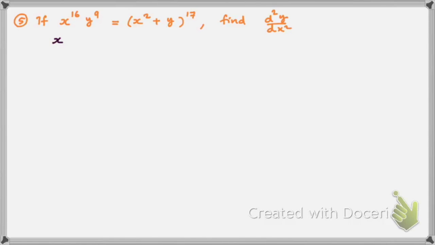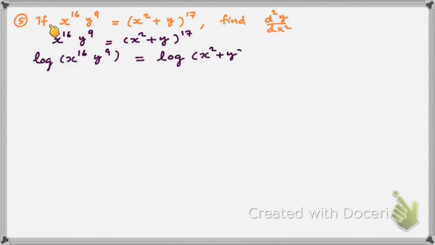Okay, I'm going to discuss this. First, I copy the question. That's my question: x raised to 16 into y raised to 9 is equal to (x square plus y) the whole raised to 17. I say taking log on both sides. It's basically almost the same as the previous question, you see.